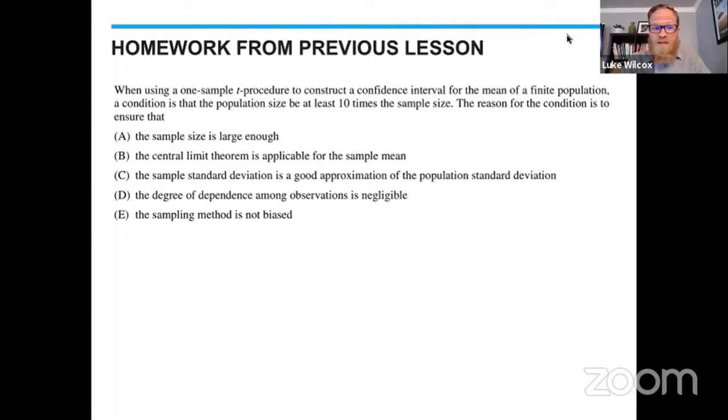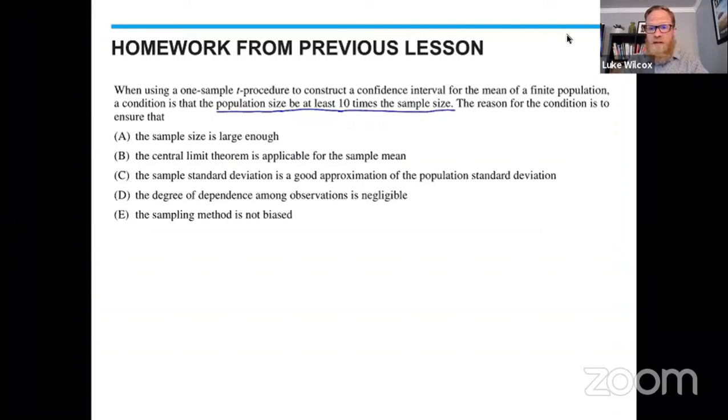When using a one sample t procedure to construct a confidence interval for the mean of a finite population, a condition is that the population size be at least 10 times the sample size. The reason for this condition ensures that.